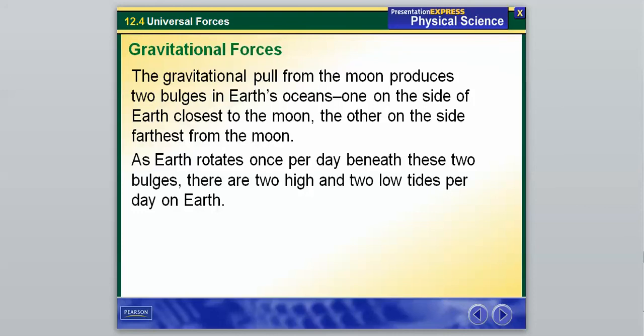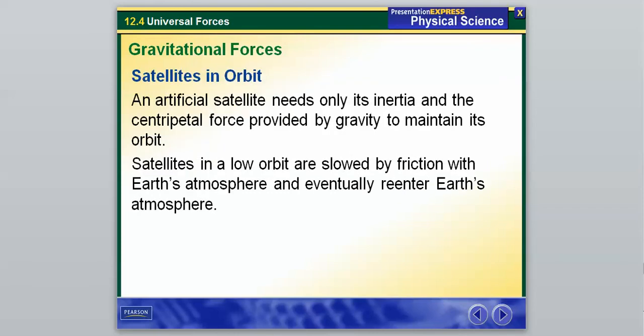And then another way that humans take advantage of the gravitational force that the Earth can produce because it's so large is that an artificial satellite needs only its inertia and the centripetal force provided by gravity to maintain its orbit. Satellites that are in a low orbit are going to be slowed by friction with the Earth's atmosphere, and they'll eventually re-enter Earth's atmosphere. So humans have been able to take advantage of this gravitational force. They can launch satellites up, and they can cause satellites to orbit the Earth.